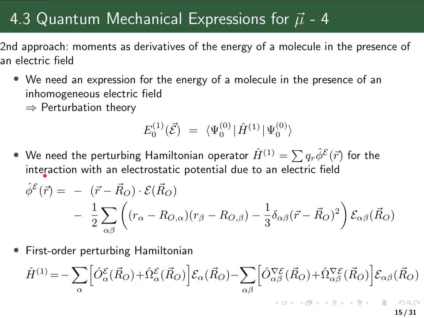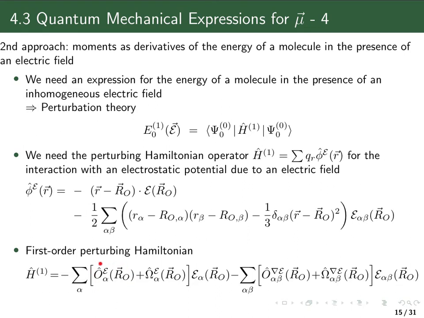So inserting this expression, which is expression 4.15 from chapter 4.2, in our expression here for the Hamiltonian, we can write the first order perturbing Hamiltonian this way, where we here have a term which depends on the components of the electric field, and here have a term which depends on the components of the electric field gradient.